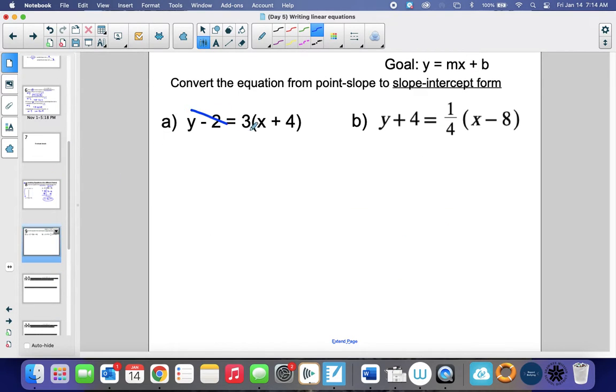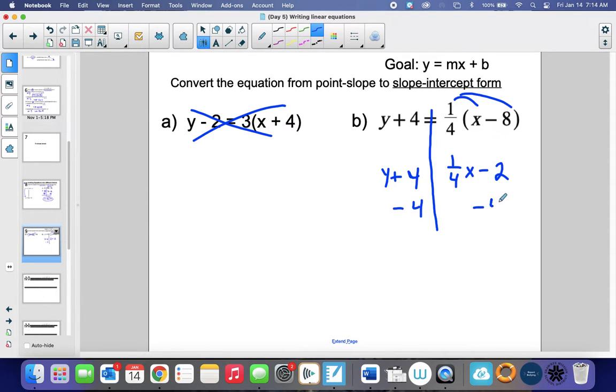All right, this one's the exact same, so we're going to ignore that. I accidentally did that. Here we're going to do it again, so I'm going to distribute. So I've got 1/4 x, and then minus 1/4 times 8 is 2, so you could just use a calculator to do that. And then to get rid of this 4, I would do minus 4 on both sides. So I've got y equals 1/4 x. This is like a negative 2 minus 4, which is a negative 6.